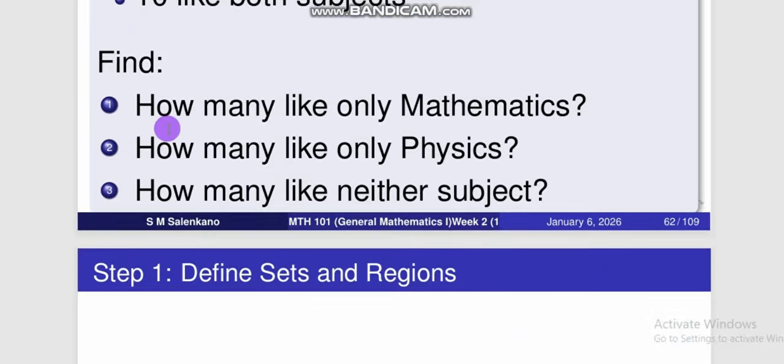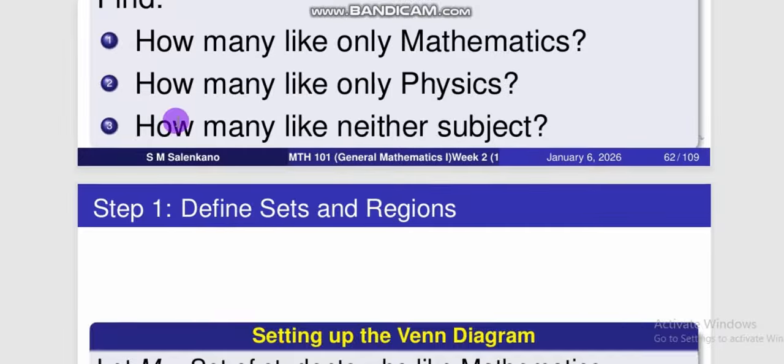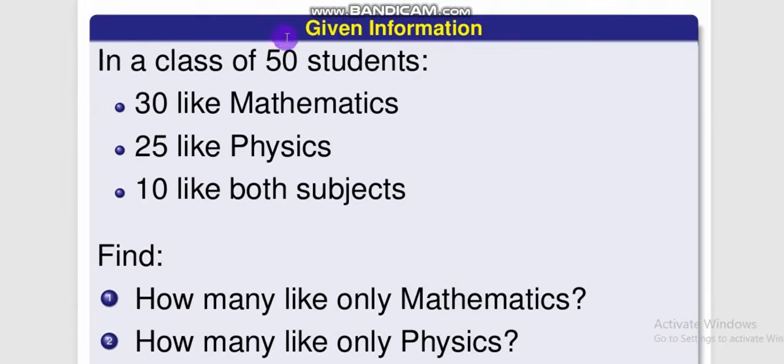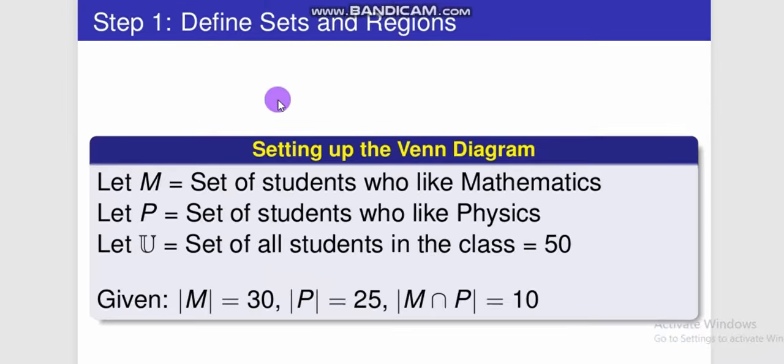So how do we use the Venn diagram to do that? We can see that the 50 here is the total, so this should be our universal set. So we are going to say let M, we take the first letter here, M, for set of mathematics, and then P for set of physics, sorry. So this means we have two subsets and the universal set, and as we have shown earlier, the regions will be 4 regions, right? In the Venn diagram. So let's see that.